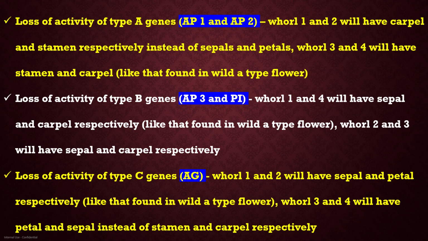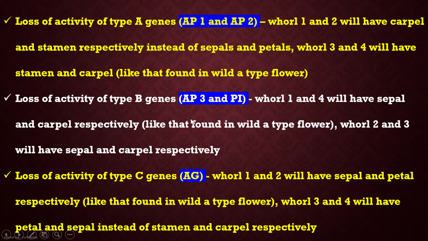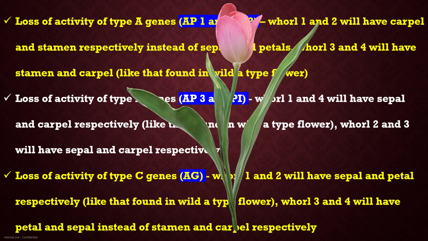Since type C activities are not here, who will take over? Type A activities. Type A means what? It will specify sepals and petals. If C is absent, sepals and petals will be there in these parts also. So, a complete wild type flower needs proper function of all these three classes of genes. If these three classes of genes are functioning rightly, then only we will have a normal complete flower.